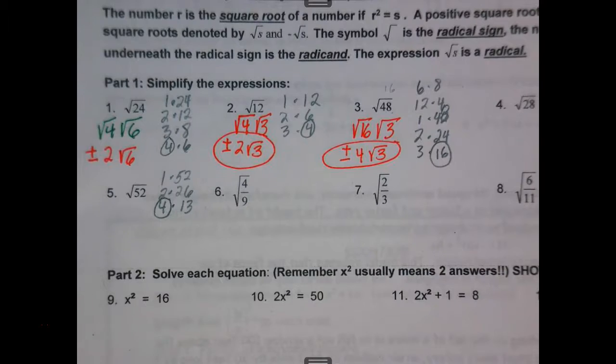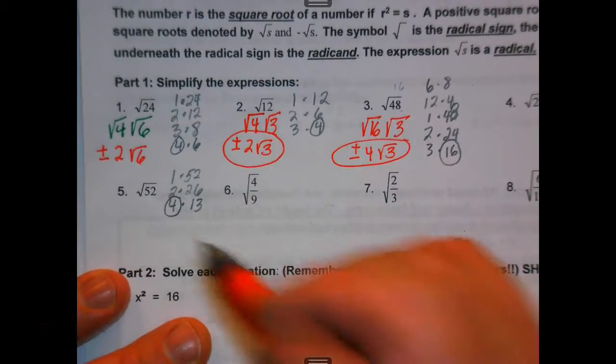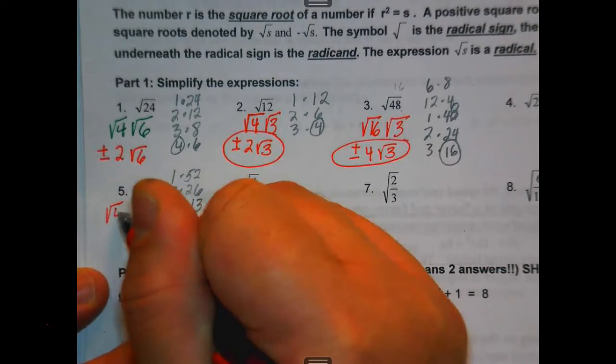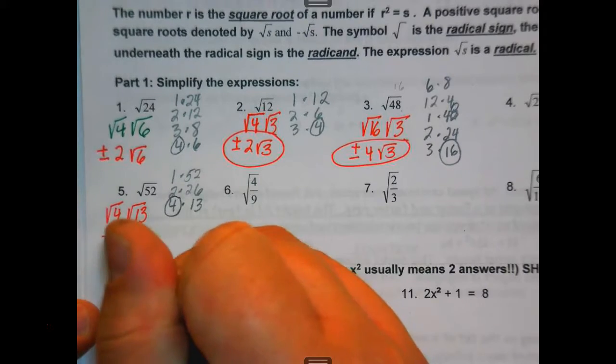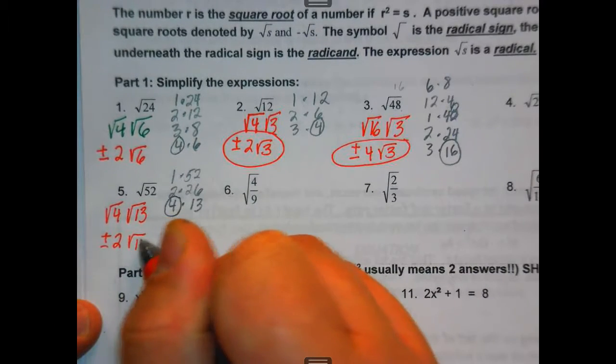All right. So I'm going to write square root of 4 times the square root of 13. Square root of 4 is plus or minus 2, square root of 13.